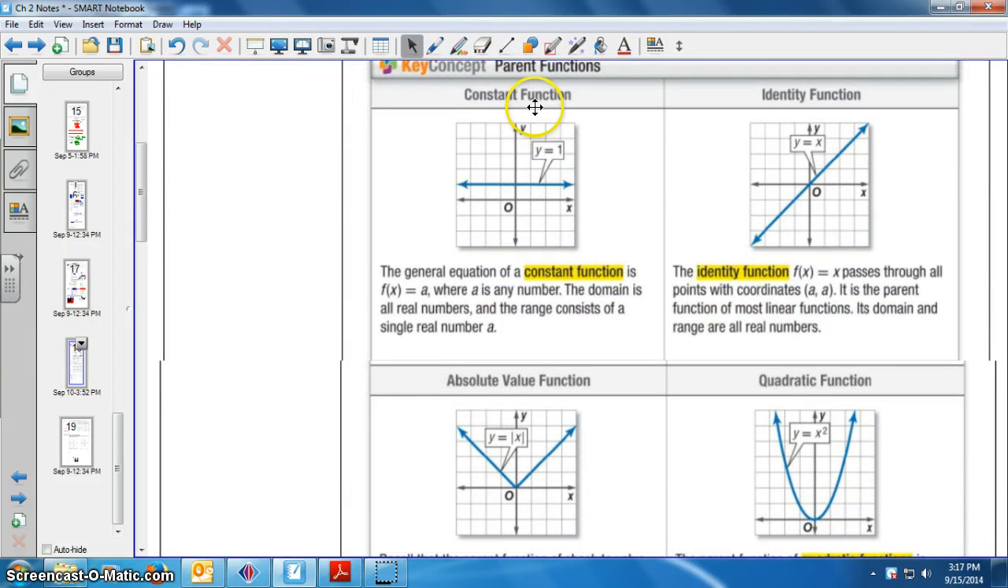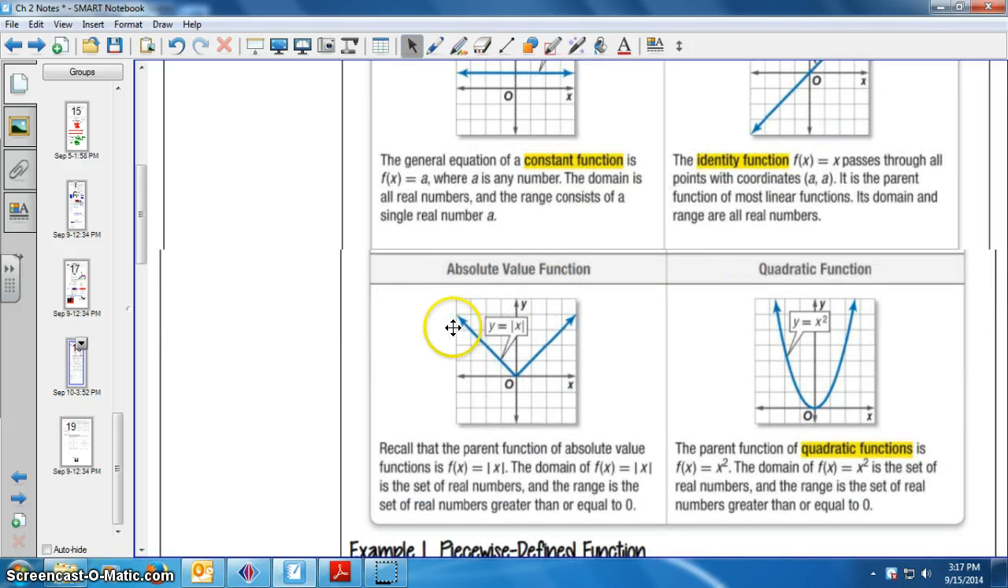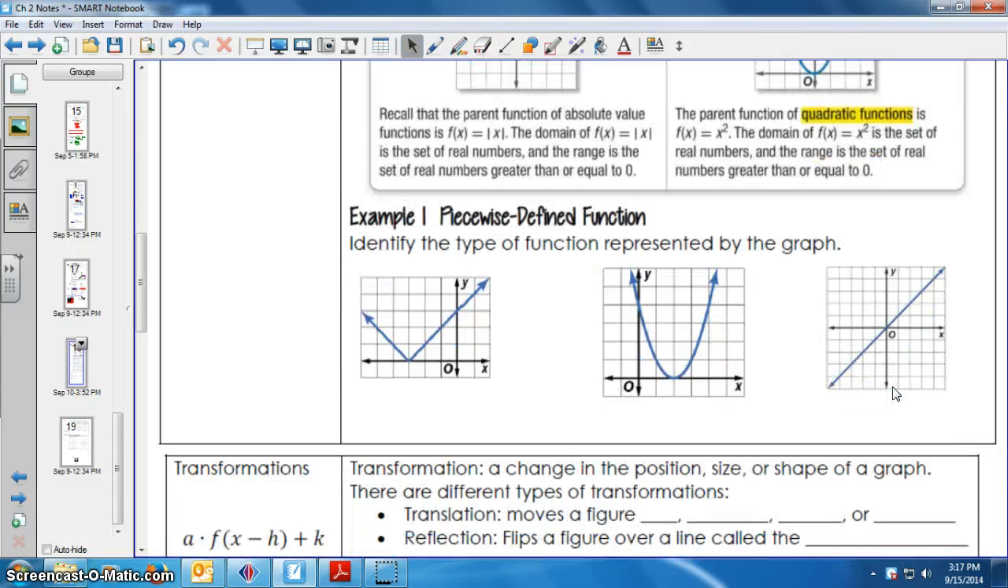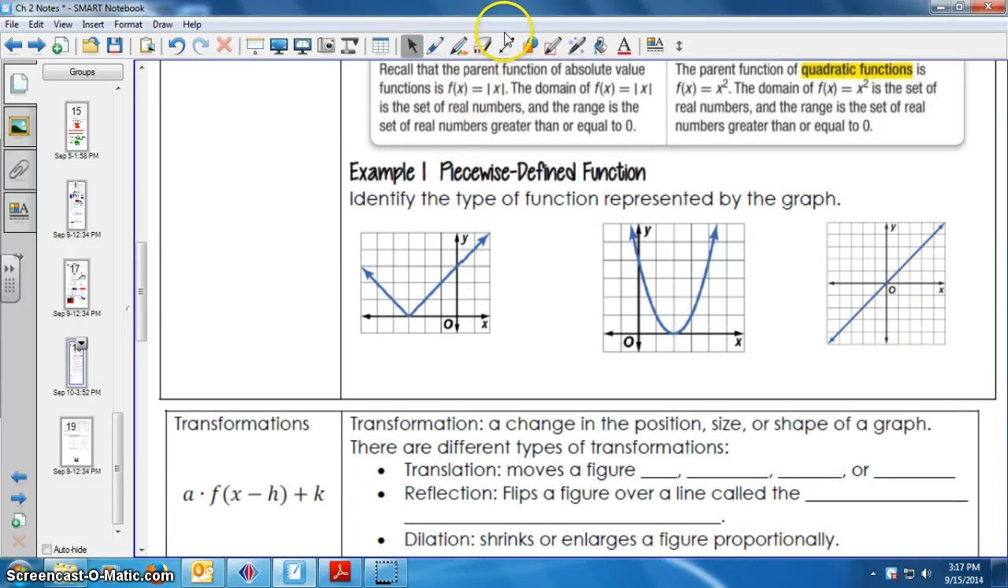We have a constant, which is just that horizontal line. We have a linear or identity function. We have absolute value, kind of a V shape, and then we have quadratic, and then we'll talk about a few more. So let's just first identify these types.